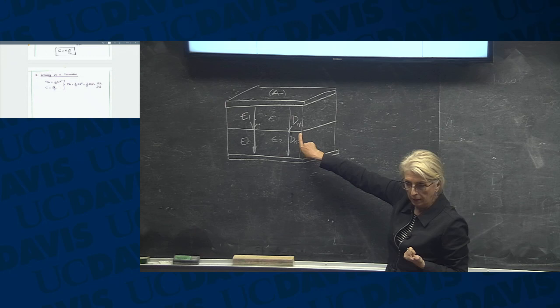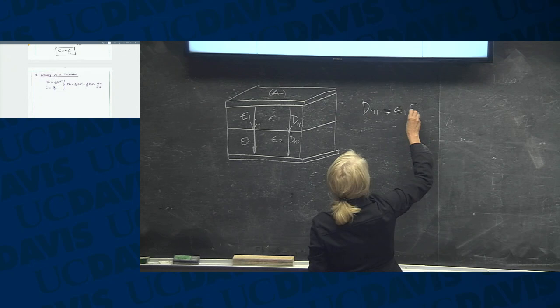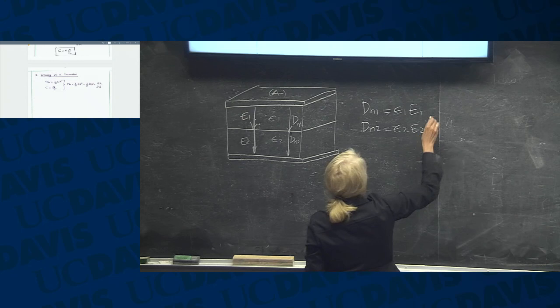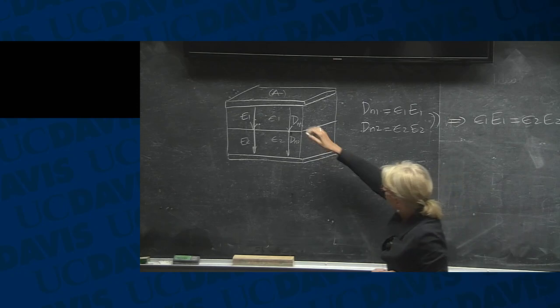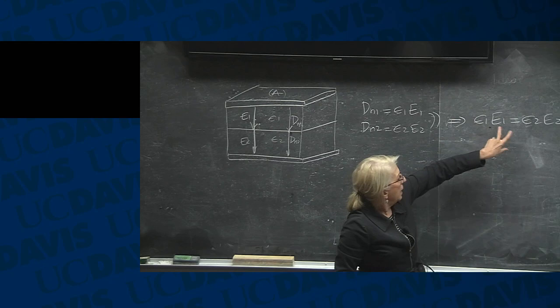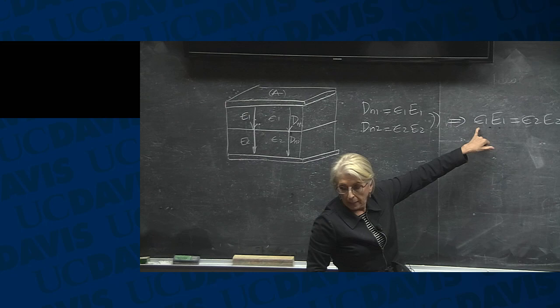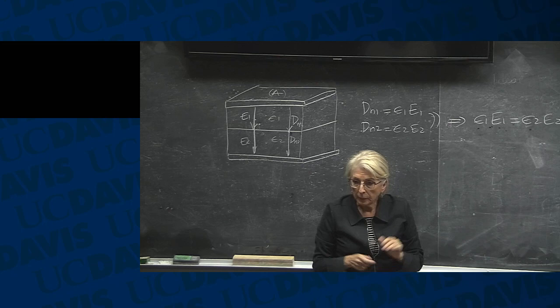So DN1, which is epsilon 1 E1, and DN2, which is epsilon 2 E2, will be equal, which means that epsilon 1 E1 should be equal to epsilon 2 E2. Because the electric field here is constant, the electric field here is constant, and the products of the electric fields with their respective electric permittivities, all right, these products are equal. Okay, so that we understand.